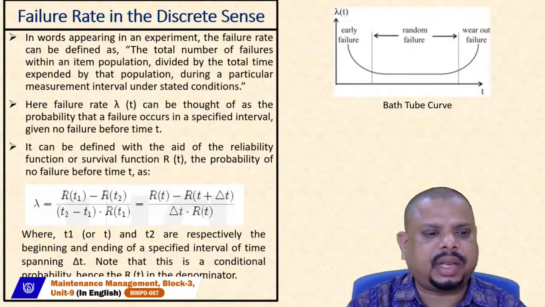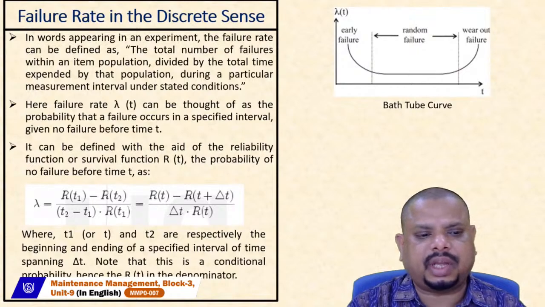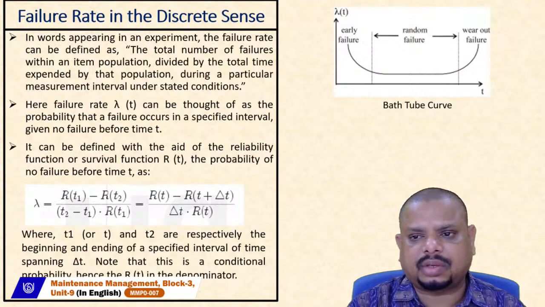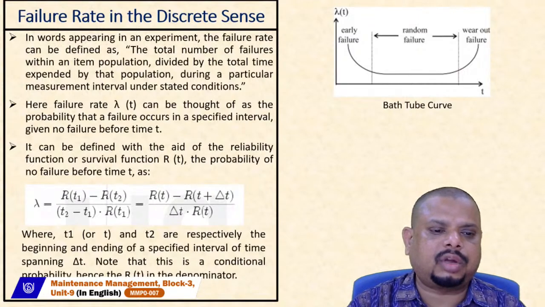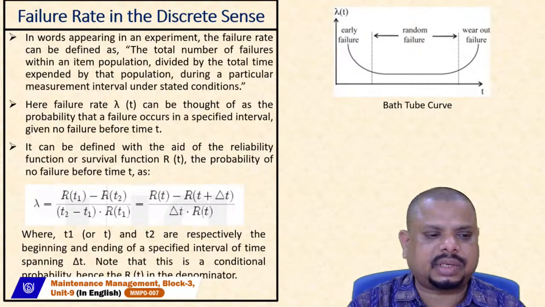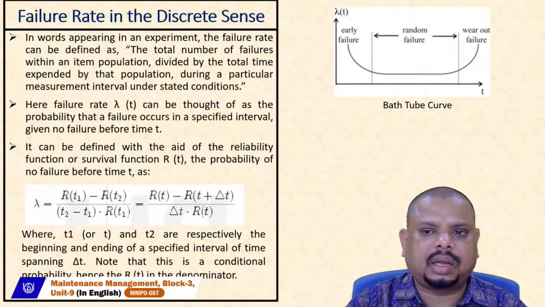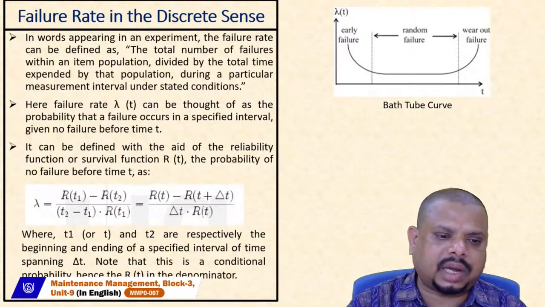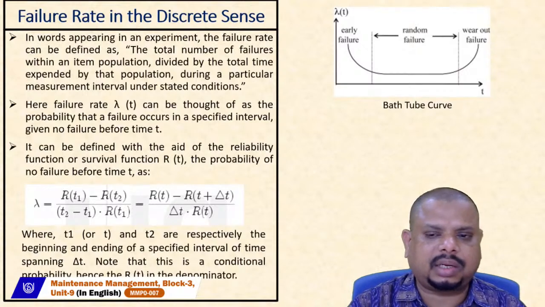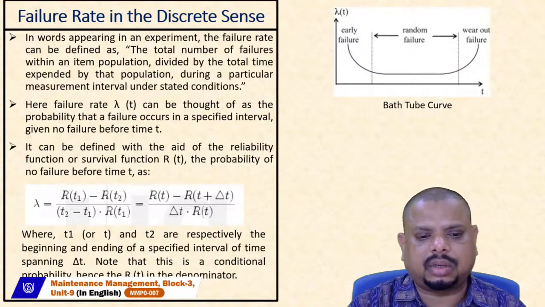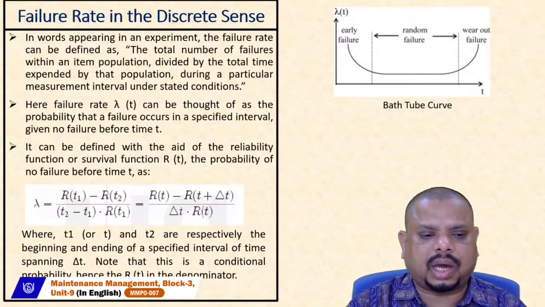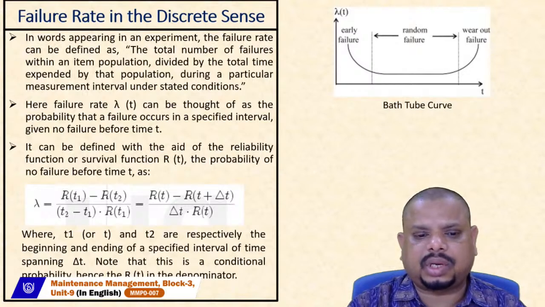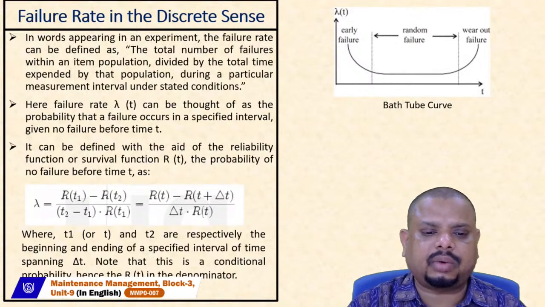So if you go for the mathematical expression, it can be defined with the aid of the reliability function or survival function, which is denoted as R of time t, the probability of no failure before time t. It is expressed as lambda equals R of t1 minus R of t2 divided by (t2 minus t1) times R of t1. So if you go for the further mathematical expression, lambda equals R(t) minus R(t + del t) divided by del t times R(t).